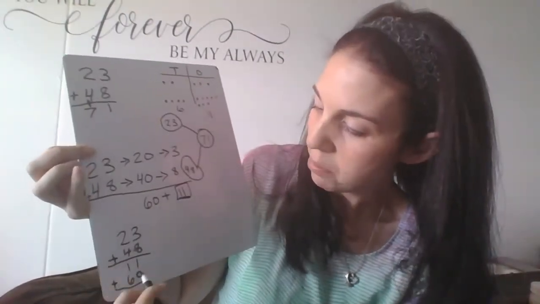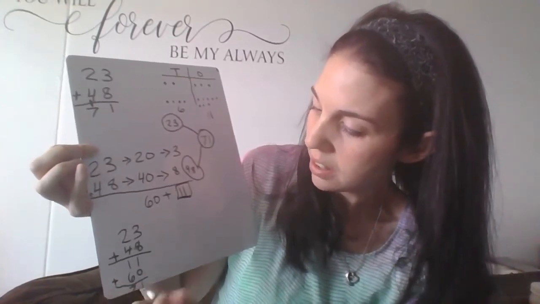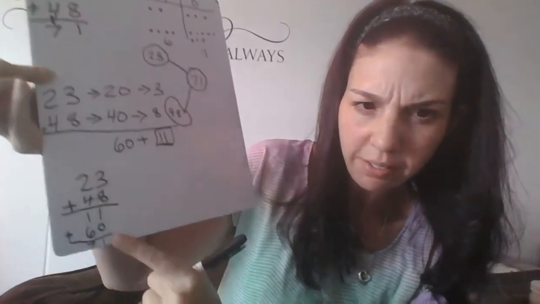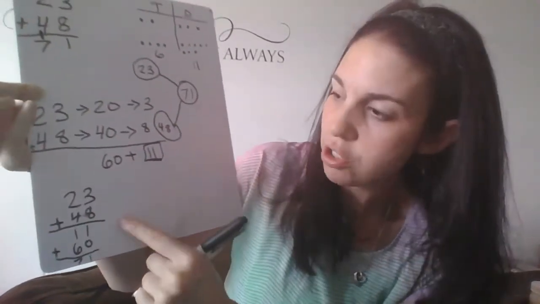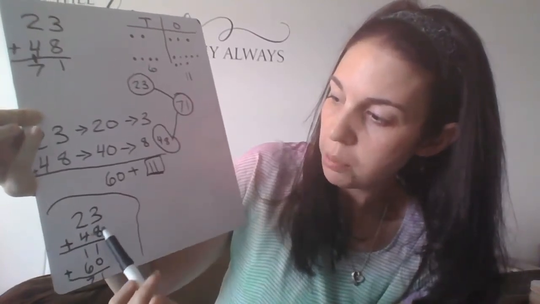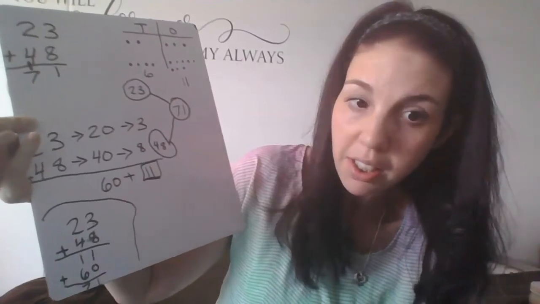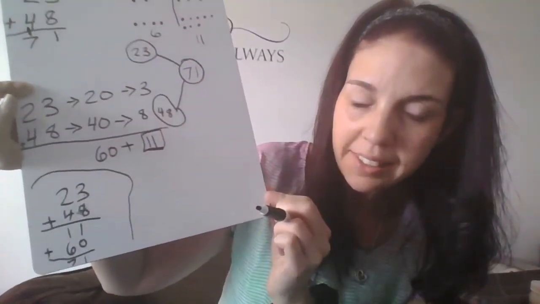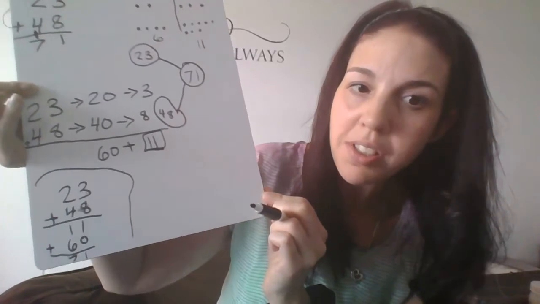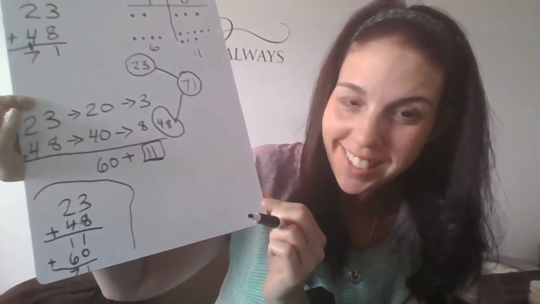Then you add them up. 1, 6 and 1 is 7, 71. So that's the strategy, totals below. You just write the total below. You add your 1s, write the total. Add your 10s, write the total. Add your two totals together, and that's called totals below. Don't worry, we're going to practice a couple more times.